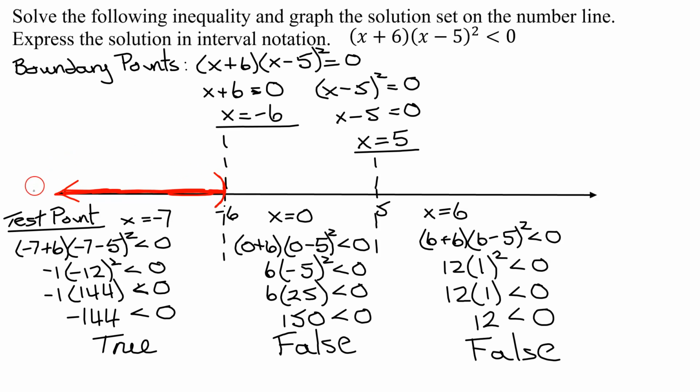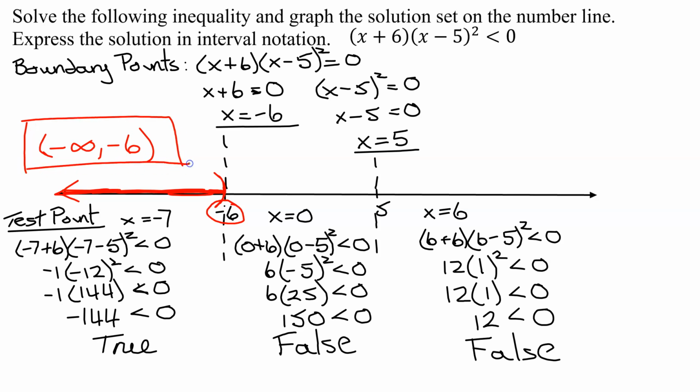So here is a graph of my solution set. And now all I need to do is write that in interval notation. I'm running out of room, so I'm going to write it directly above here. Where does my interval start? It's pointing all the way down to negative infinity. And remember, we always use parentheses on infinity and negative infinity. Where does my interval go to? It goes to this boundary point of negative 6 with a parentheses on it. So there is my answer in interval notation.